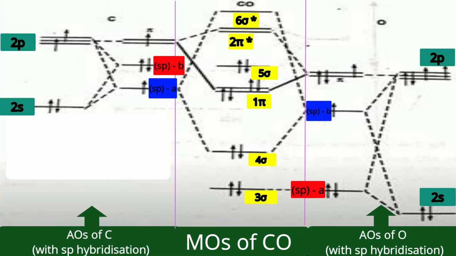Now come to the orbitals of carbon. As was the case for oxygen, in carbon also sp hybridization takes place. So which orbitals will be involved? The 2s orbital as usual. And out of the 2p orbitals, which orbital? Yes, the 2px orbital will be involved to produce two hybrid orbitals, spa and spb. Out of those two, the orbital which is near to the 2s orbital is of low energy and the orbital near to the 2p orbital is of higher energy.